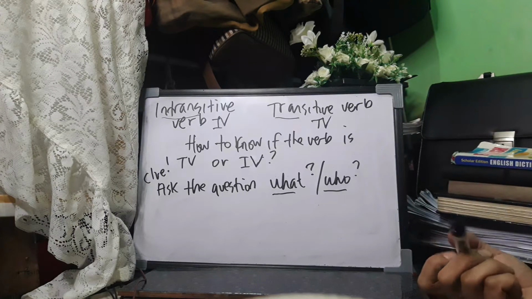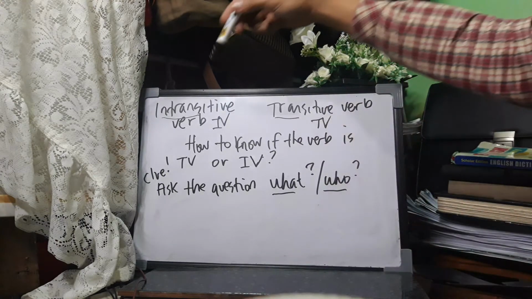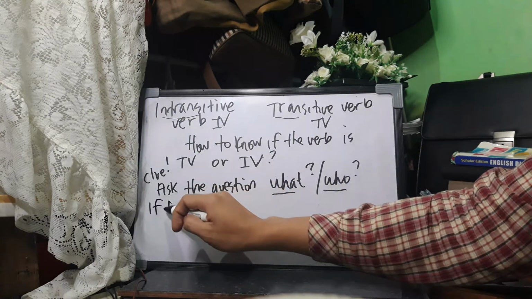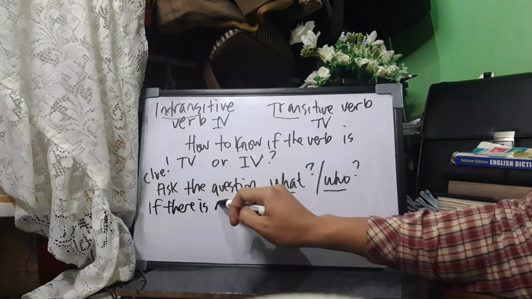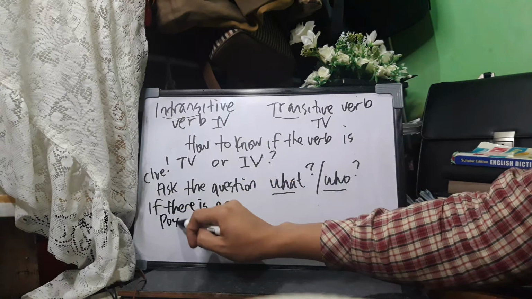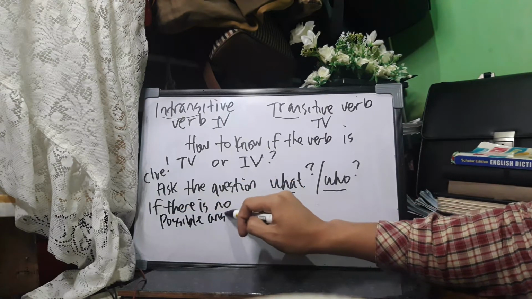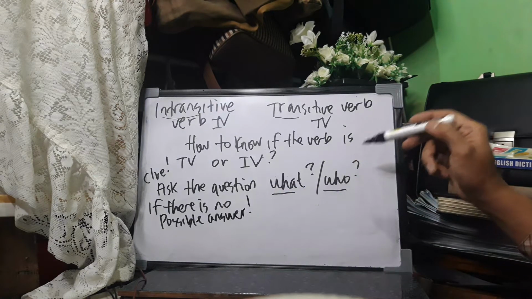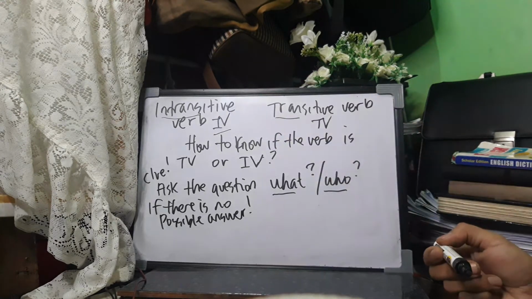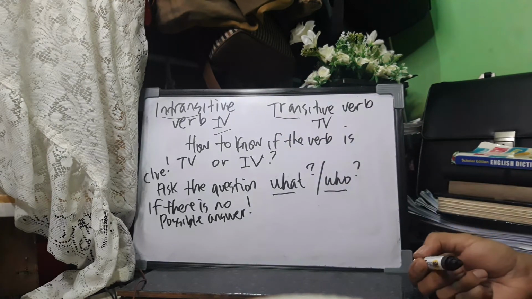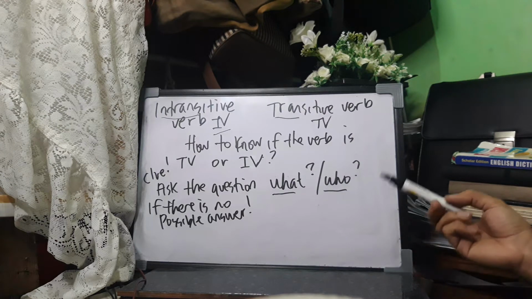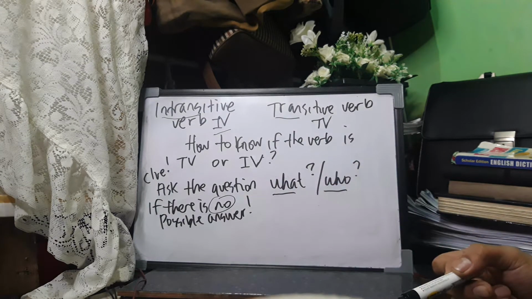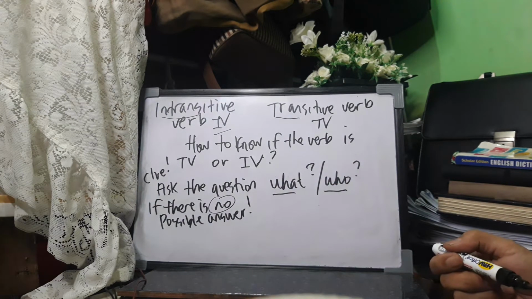Let's have an example. Remember this one, guys. It is intransitive if there is no possible answer to the question what and who, then that is intransitive. I repeat, guys, if you ask the question what and who, and there is no possible answer, then the verb is intransitive.